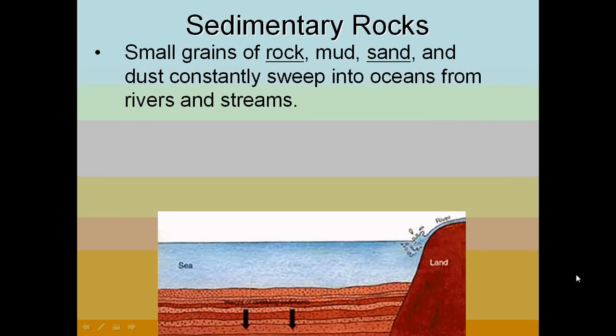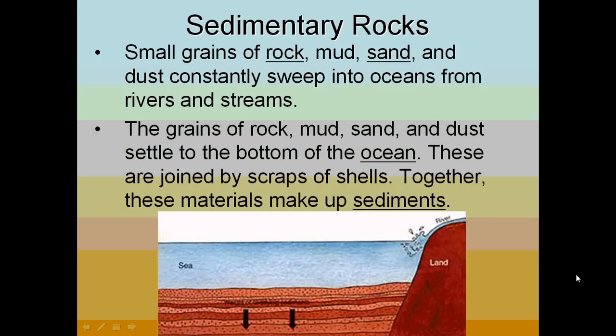What happens is small grains of rock, mud, sand, or dust are constantly swept into the ocean from rivers and streams, just like the picture that you see at the bottom. The grains of rock, mud, sand, and dust settle to the bottom of the ocean. These are joined by scraps of shells, and together these materials make up sediments. So the sediments are on the bottom of the ocean.